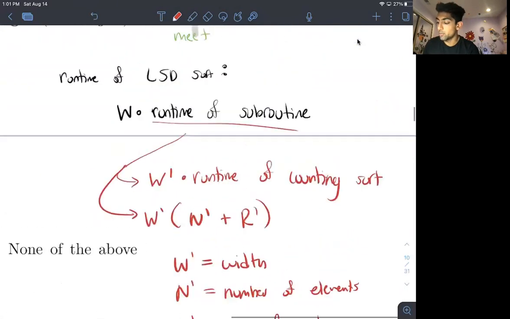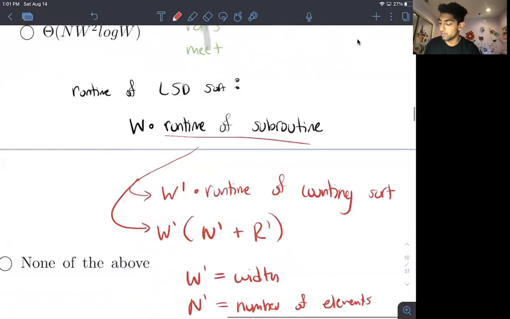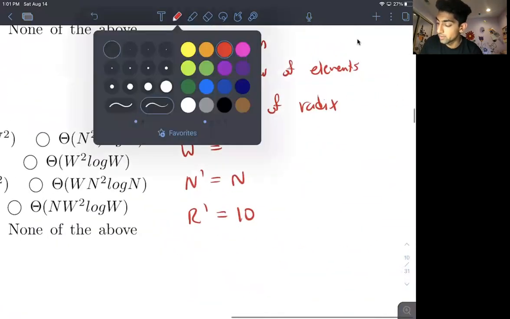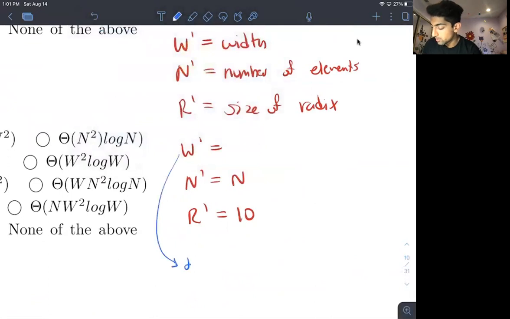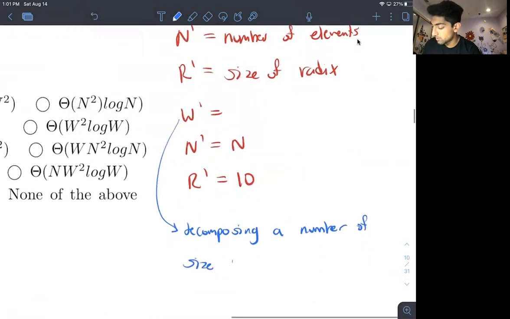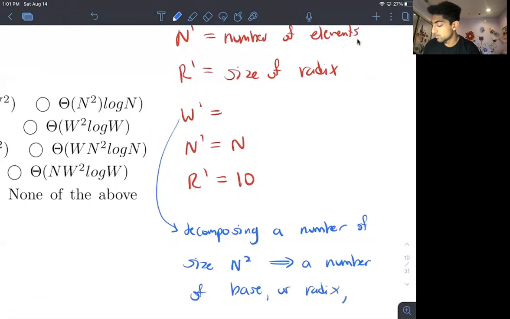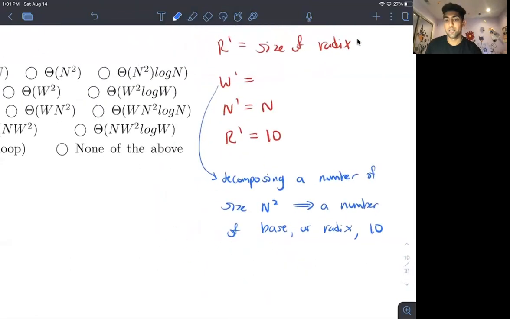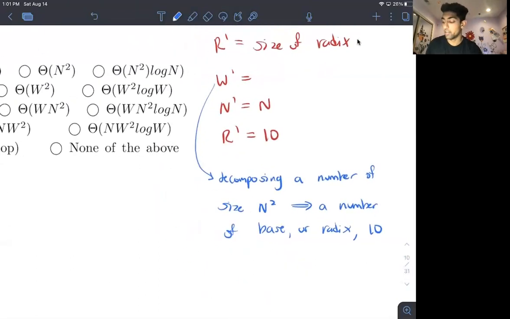Well, all that we're doing here is decomposing, right? When we think about this width, we're decomposing a number of size n squared into a number of base or radix 10, okay? And we're trying to figure out how many digits are in this number, right?